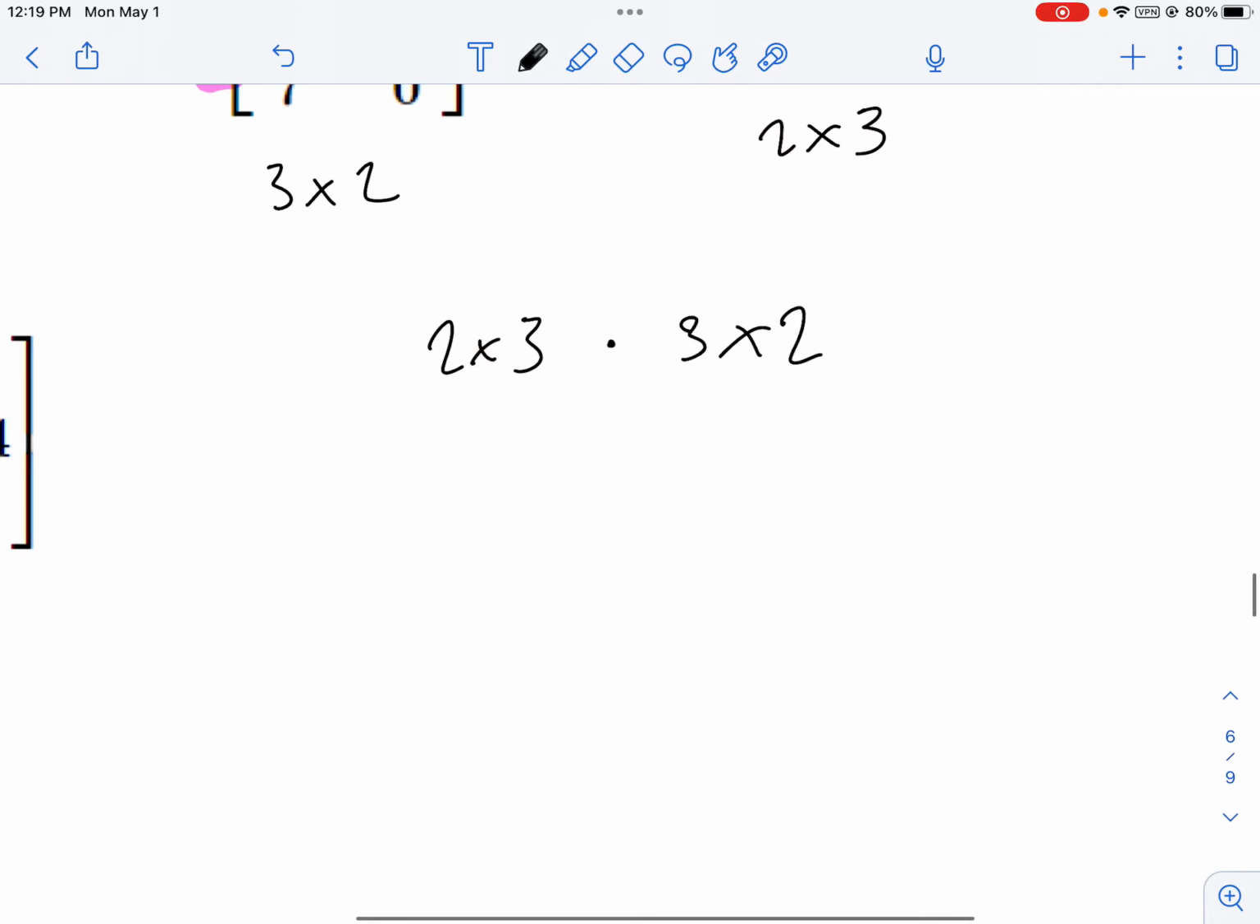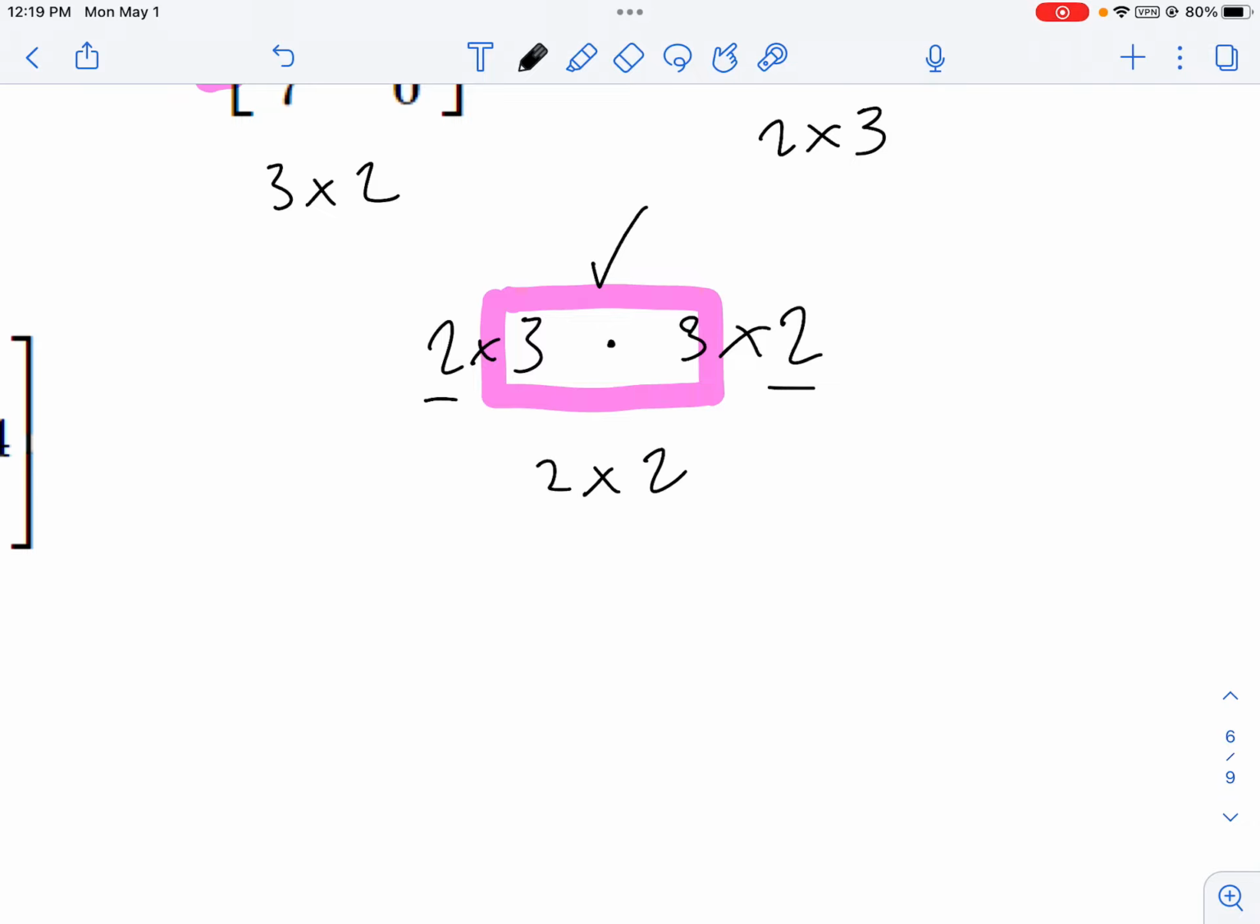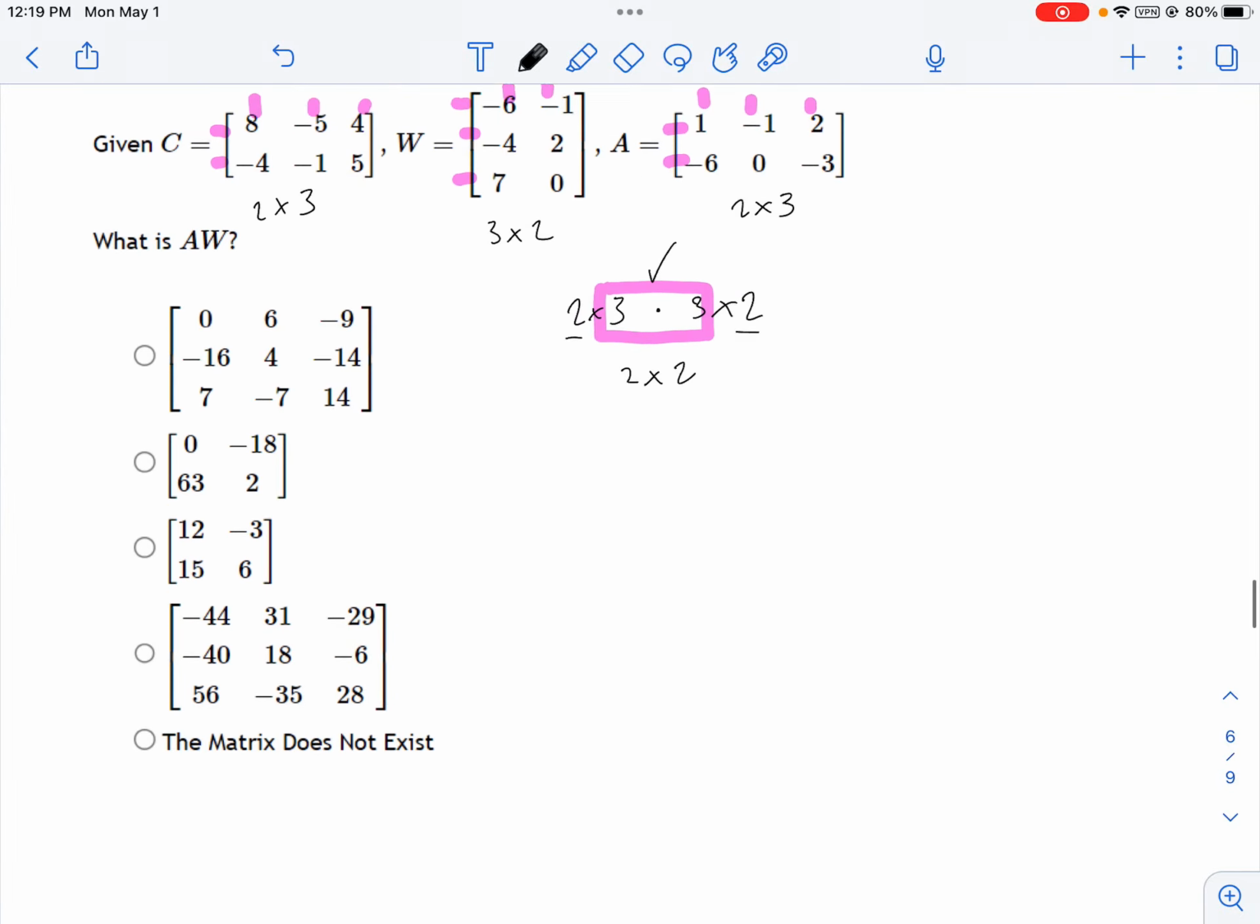And how we determine whether this product even exists is we look at the two numbers that are essentially in the middle, right? Do they match? Are they the same number? Yes, they're both 3's. And then your resulting matrix will be the numbers on the outside, so we'll have a 2 by 2 matrix when we finish the product.